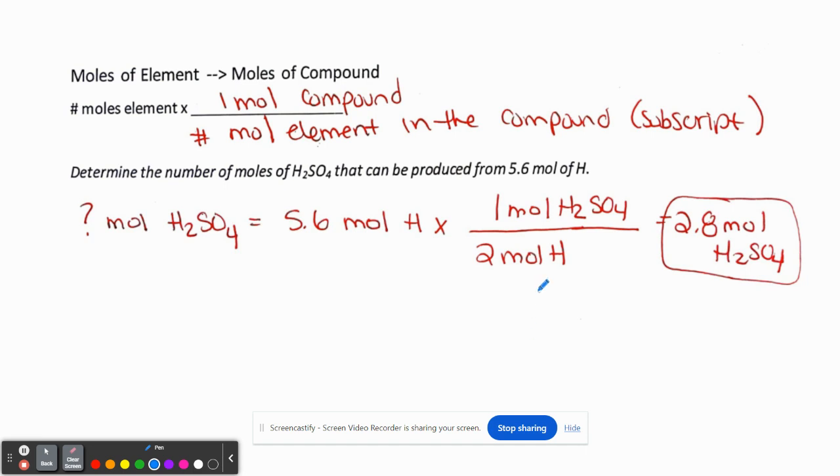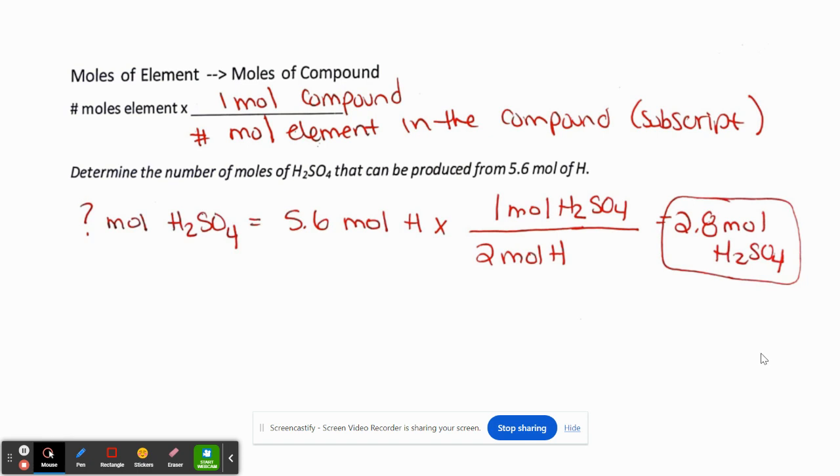Okay, so you're going to divide here, right? You're going to take 5.6 and you're going to divide by 2. You should get something around 2.8 moles of H2SO4. Remember your significant figures. Okay, so that finishes up section 4.